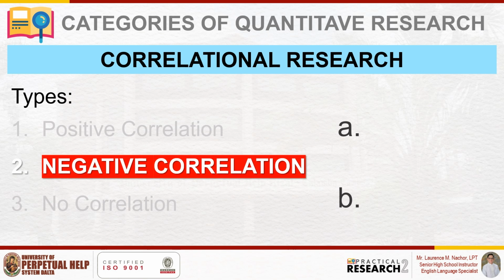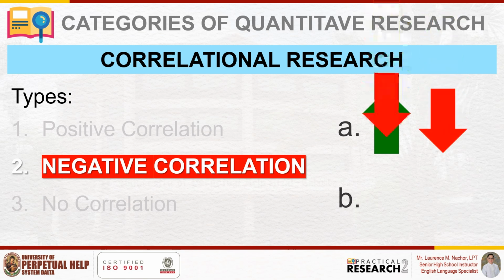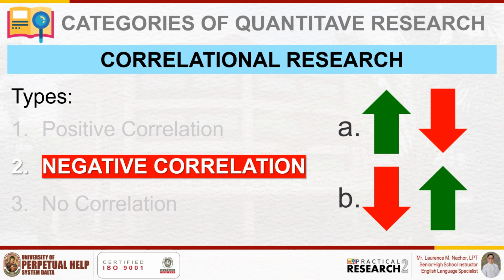Now we have negative correlation. Here, when one variable increases, the other variable decreases, and when one variable decreases, the other variable increases. So here, the variables are inversely proportional.